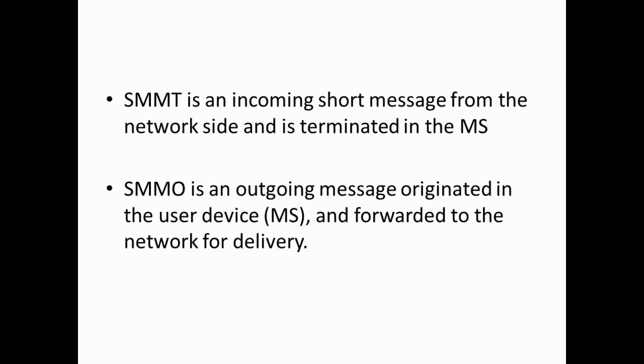SMMT is an incoming short message from the network side and is terminated in the MS. So an SMMT message is an incoming message to a subscriber. Then SMMO is an outgoing message originated in the user device, or mobile station, or mobile phone, and forwarded to the network for delivery. So an SMMO message is simply an outgoing message from the mobile subscriber to the network side.